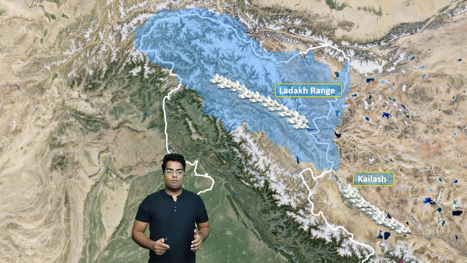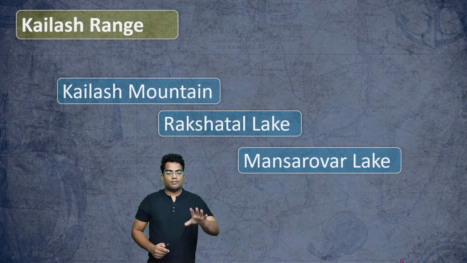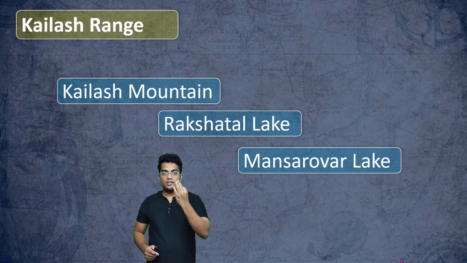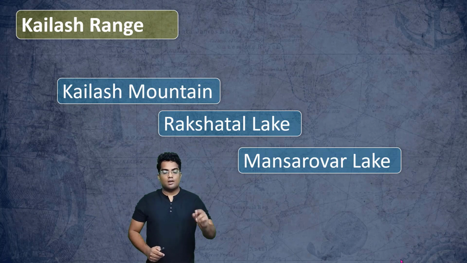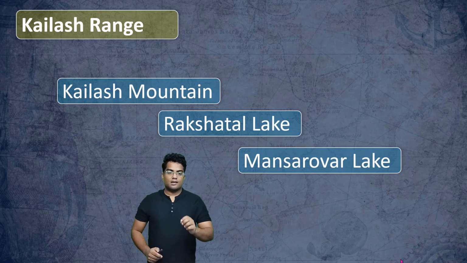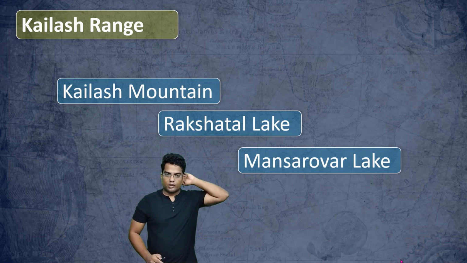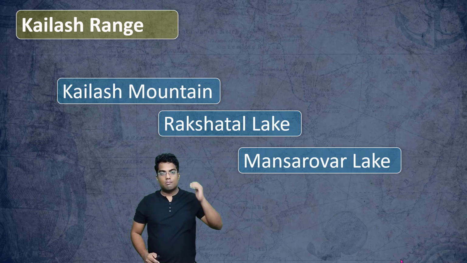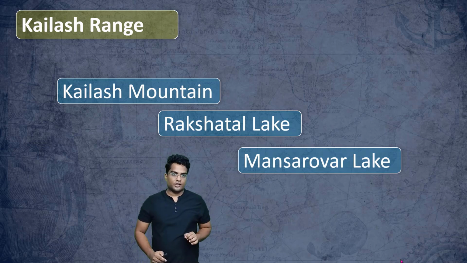So let's go deep. Now remember this, kids. Kailash range has three megastructures here. The first one is the Kailash mountain. The second thing is Rakshastal Lake. And the third thing is Mansarovar Lake. Okay, Kailash, Rakshastal and Mansarovar Lake. So these are the three structures located in the Kailash range.